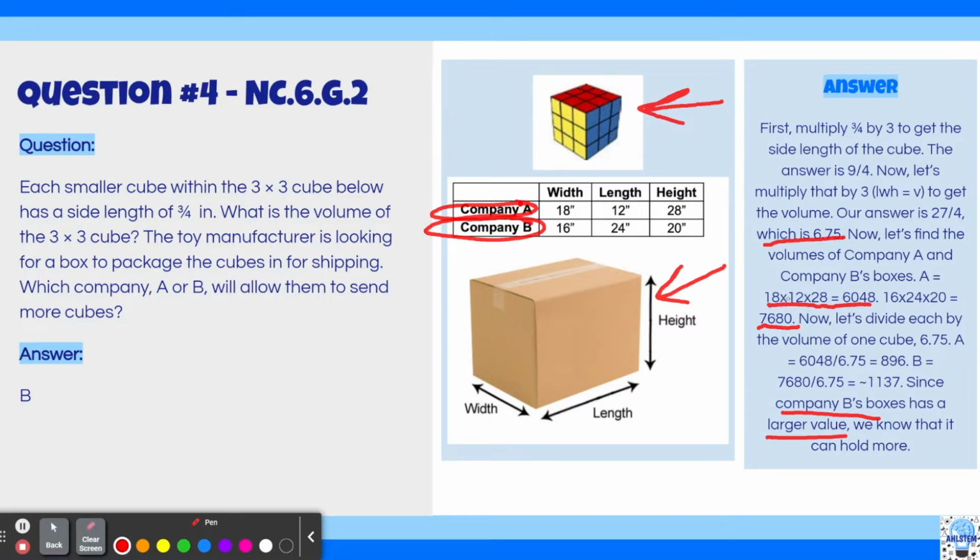and then company B holds this much inches cubed. Okay, so pretty much from this we know 7680 is bigger than 6048. So we know our answer right off the bat is 7680. But if you just really want to make sure that you're choosing the right answer, divide each of these volumes by the volume of the cubes to see how many can fit in. Company A can fit about 896 cubes, and company B can fit about 1137 cubes. So we know that company B is the correct choice.